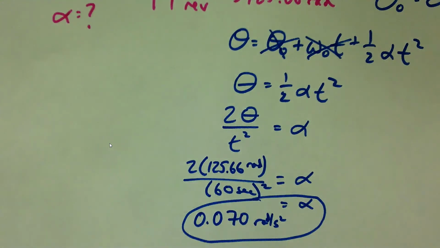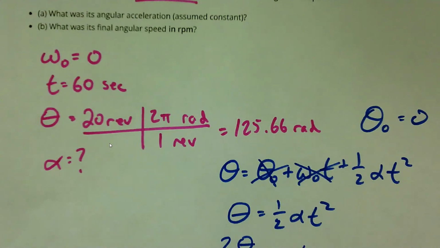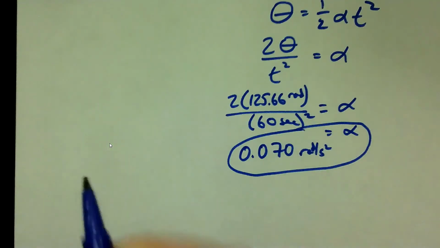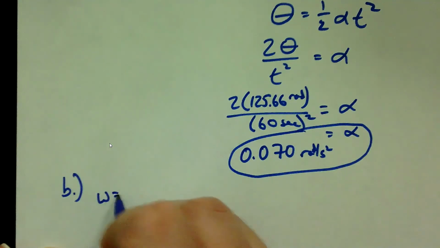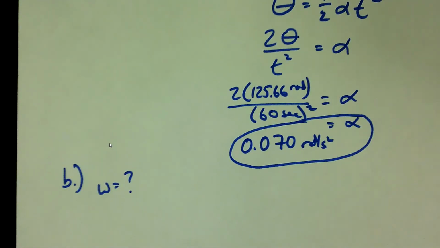Okay. Next question. What was the final angular speed in RPM? Angular speed is still omega. Sometimes your book is going to either give you or ask you RPMs instead of radians per second. So for part B, we're going to find the answer in radians per second, then do a conversion. I'll show you how to do the conversion. First of all, final angular speed means I'm looking for final omega. Which equation makes sense to do this? Old Faithful.